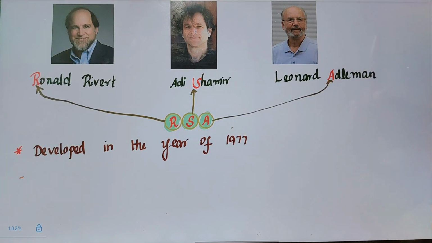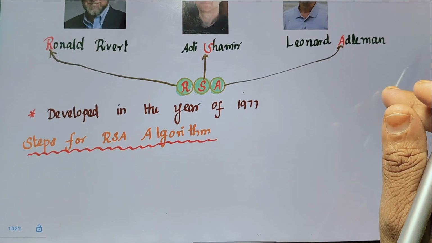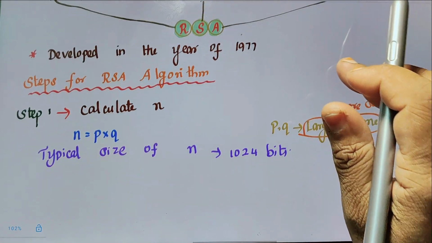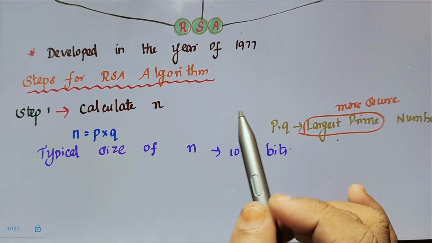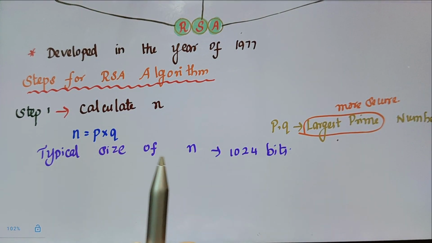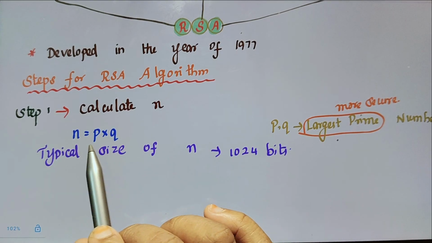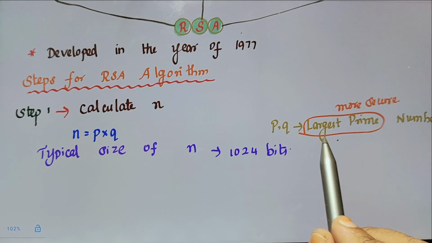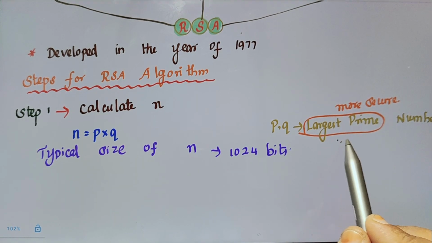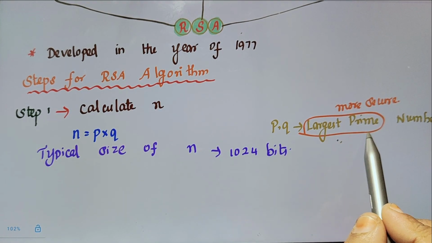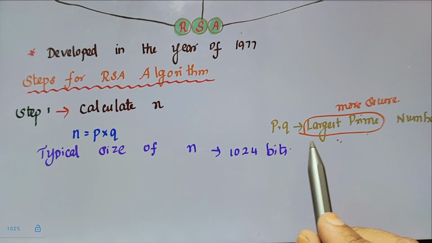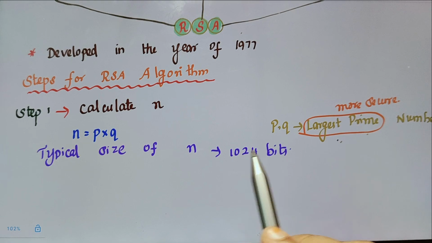Okay. Next, let us see the basic steps. The RSA algorithm is used to solve the problem. The first step is to calculate n. Here n is nothing but the size of the key. n equals p into q. Here p and q are both integers, and they are large prime numbers. A very important point is to select large prime numbers, because you have to maintain more security. So we have to select the largest prime numbers p and q. Okay, n is the size of the key in bits.